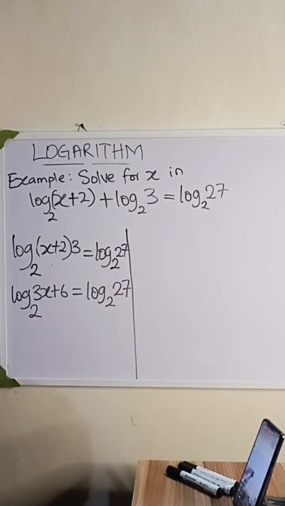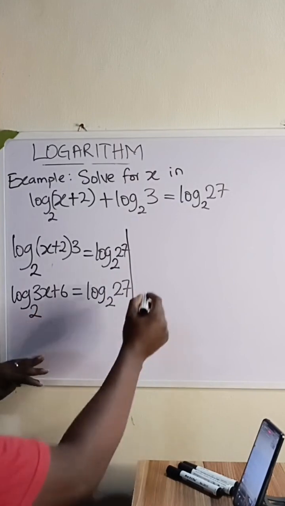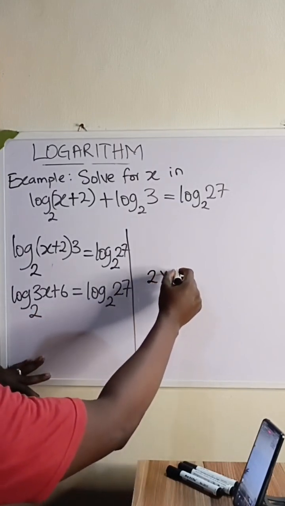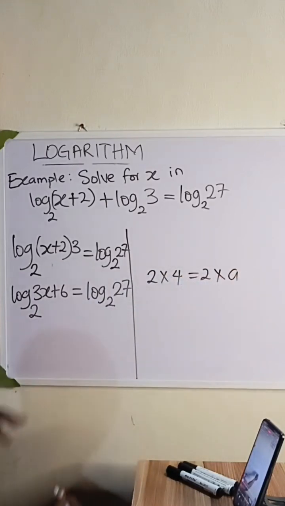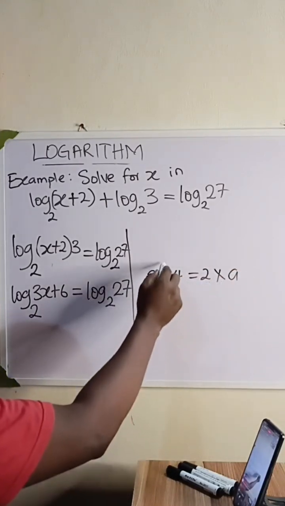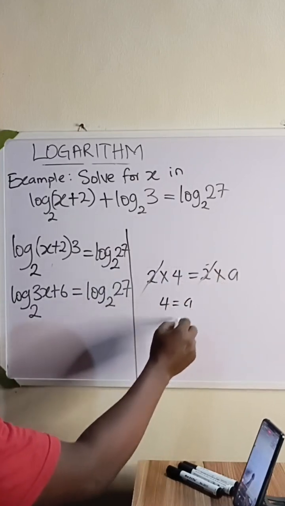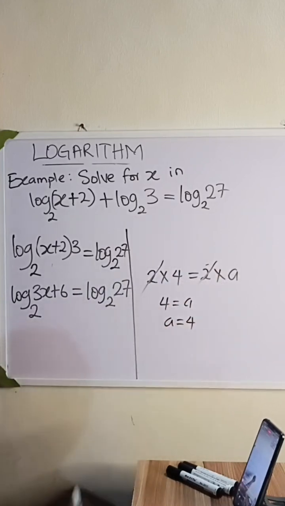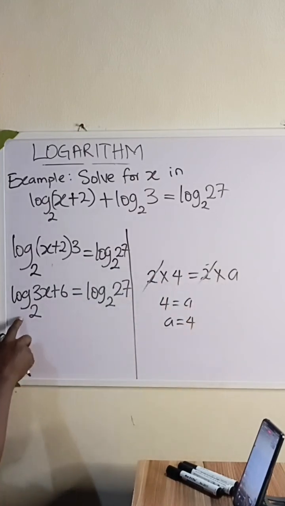Okay, so why I included this, correct? You're correct. So why I included this is if you have 2 times 4 is equal to 2 times a, for example. If you want to get the value of a, you can just simply cancel out 2 from both sides. And you can say 4 is equal to a, or a is equal to 4. So because 2 is on both sides, you can cancel it out.